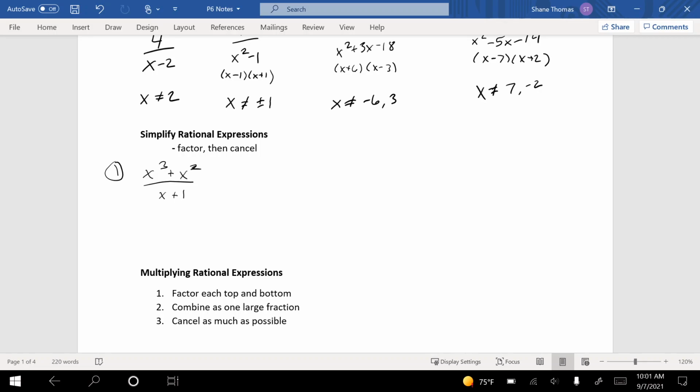So what does the top of this factor to be? I'm pulling x squared out, right? So x squared times x plus 1. Agreed? And on the bottom, I still just have x plus 1. I can't really touch it, can I? See anything in common? Yep. I like doing it because it feels so satisfying. You just feel so much better when you do it. So what are you left with?